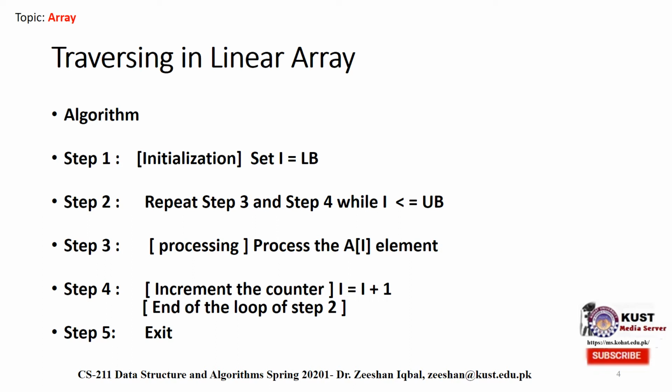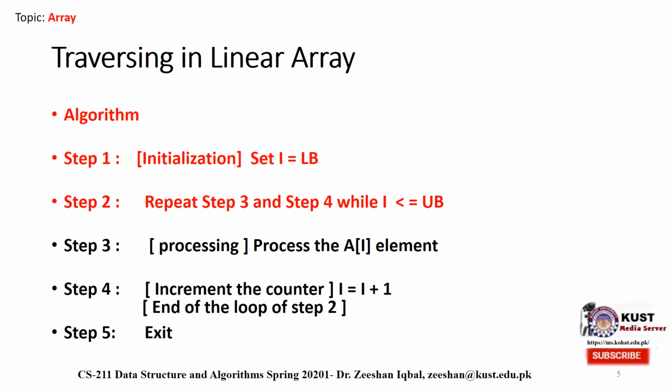As we already know, LB is the lower bound and UB is the upper bound of a linear array. Let's start by explaining the algorithm. In the first step, we take a variable I and initialize it with the lower bound. In the next step, we apply a while loop with the last value as the upper bound.